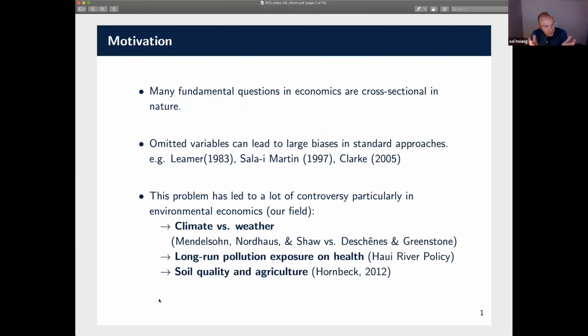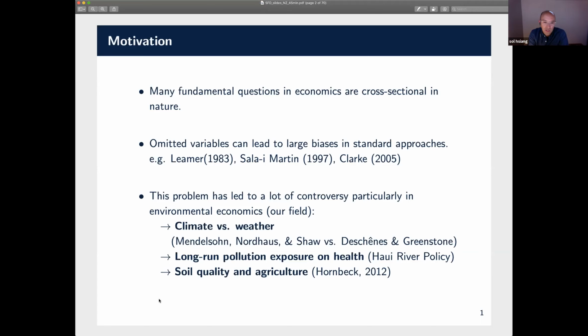So, as many of you are familiar with, many fundamental questions in economics have cross-sectional elements to them, whether you work in urban or development or applied micro, in any context, many macro questions. I work in environmental economics very heavily. And so we have a lot of questions, for example, how soil quality affects agriculture, which is often a cross-sectional question because it's very hard to randomize soil allocation.